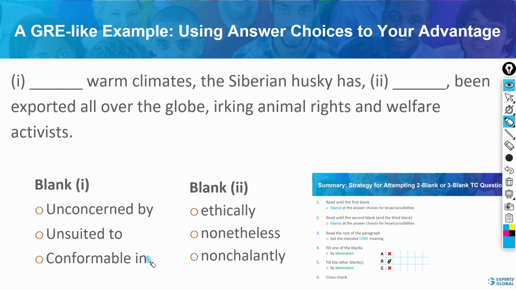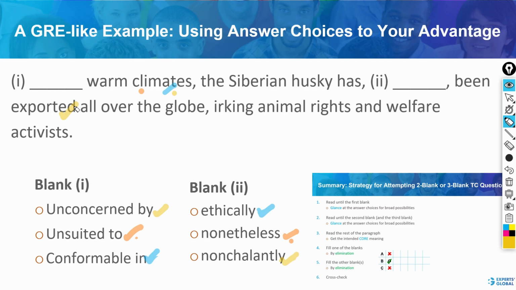Now imagine "conformable in warm climates, the Siberian husky has ethically been exported" would make sense. So these two answer choices work together. If one is selected, the other has a very high chance of selecting itself. If one is rejected, the other likely rejects itself. Similarly, "unsuited to warm climates, the Siberian husky has nonetheless been exported" makes sense. So once again, these two answer choices work together. Similarly, "unconcerned by warm climates, nonchalantly exported" would work together.